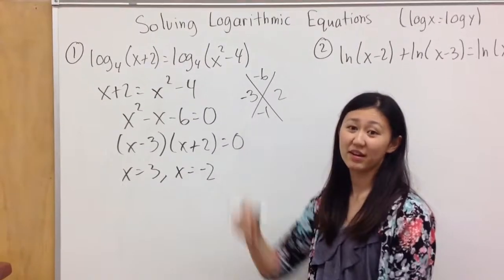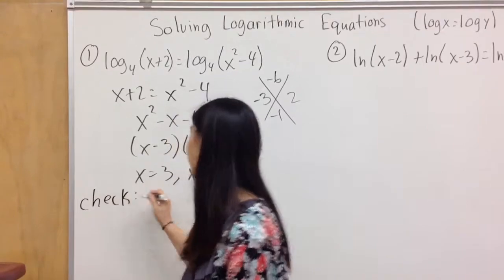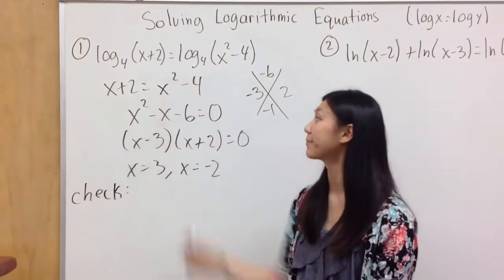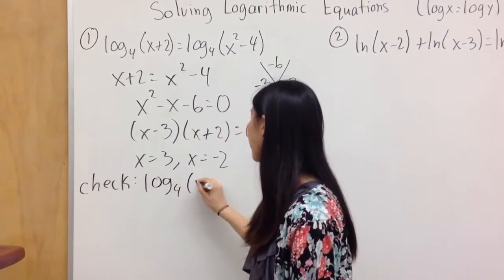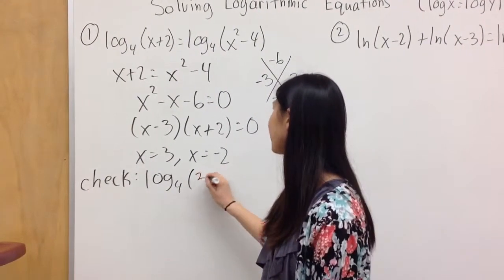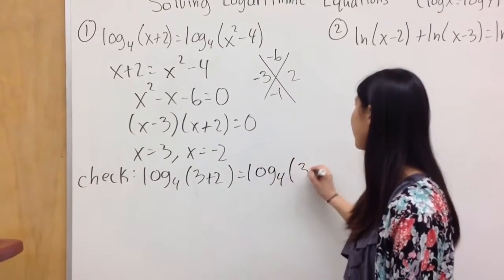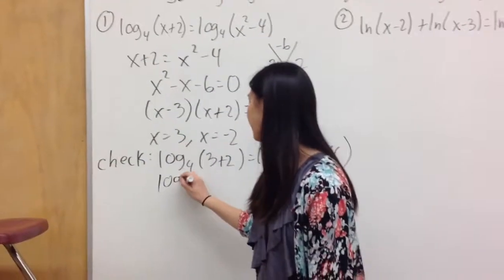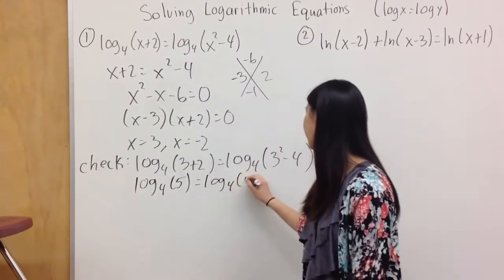But now we have to check our answers. So here's our next step. And to check, we're just plugging it back into the very original one. You have to plug it into the original one. We're going to work with the 3 first. So we're checking the 3 first, so it's log base 4 of 3 plus 2 is equal to log base 4 of 3 squared minus 4. So right now we have log base 4 of 5 is equal to log base 4 of 5.